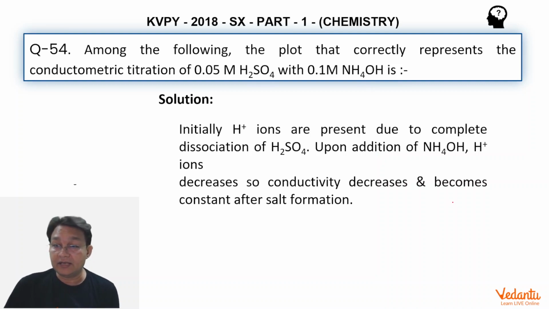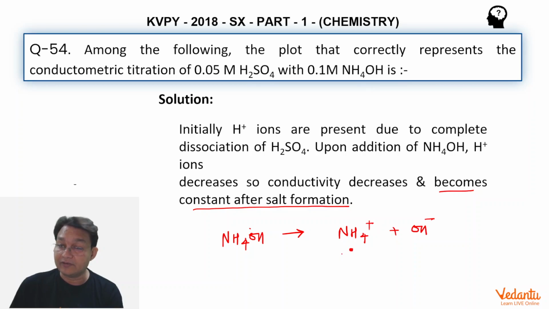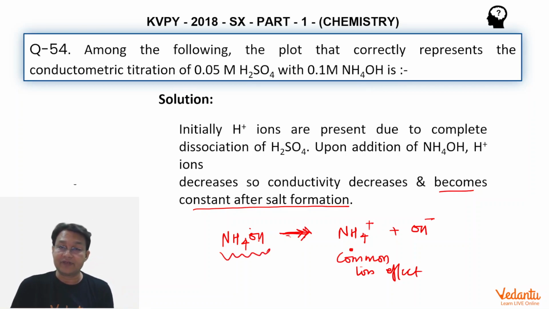And why does it become constant after the salt formation? Because when you add NH4OH into a solution which is already containing a lot of NH4 plus ion, what do you think will happen? Due to the common ion effect, the dissociation of NH4OH will be further suppressed. So you can think of this NH4OH as a dead substance. It is not going to affect the conductance. That is the most important thing. So that is why the conductance becomes constant after the equivalence point.